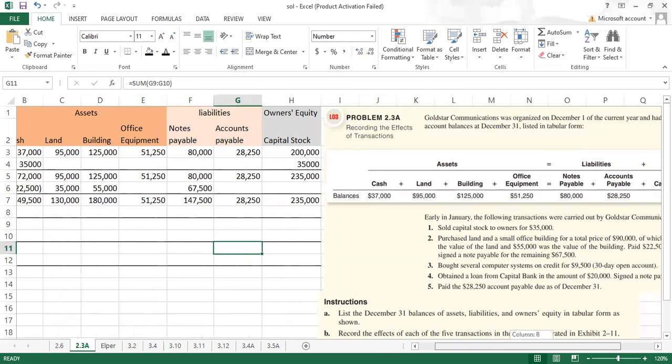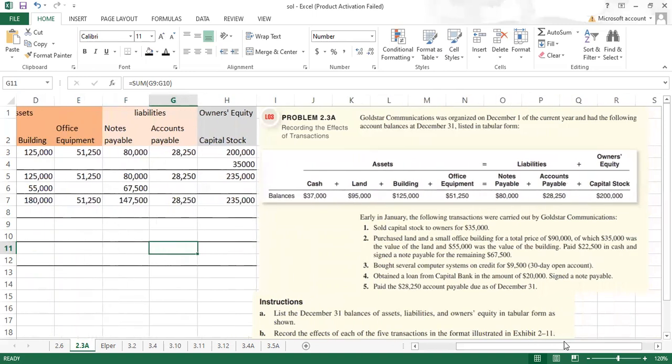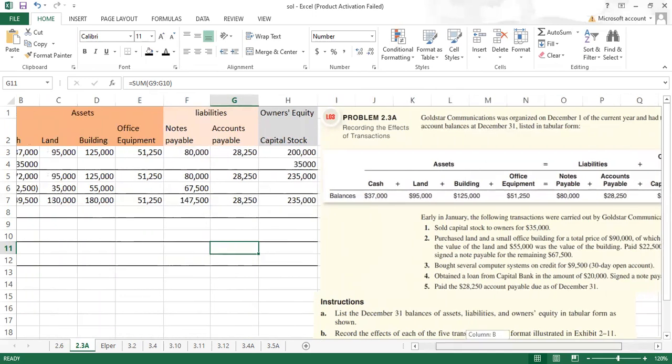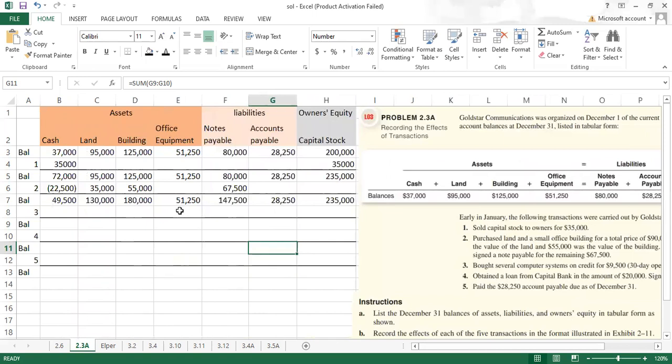Then third, we have bought several computer systems on credit for 9,500, 30-day open account. So you bought computer systems on credit. It means you did not pay for them in cash, which means you bought them on the basis of a loan. It's a liability. So your computer is in office equipment. That is going to increase, and your account payable is going to increase.